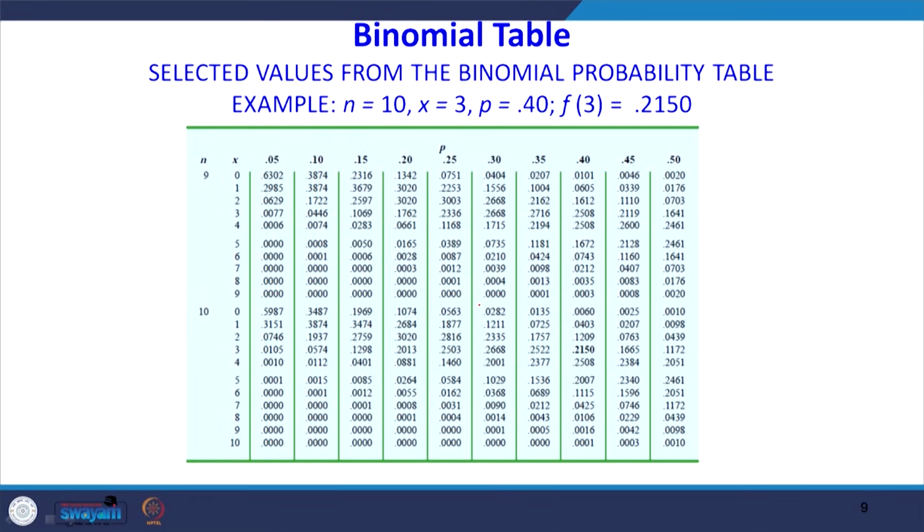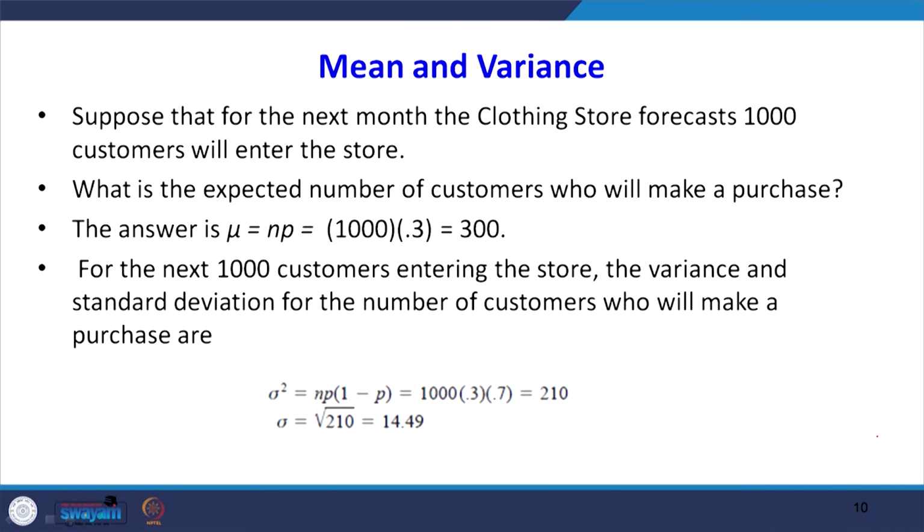Sometimes a ready-made table is available to find binomial probability values. For example, n equal to 10, where n is the number of trials, x equal to 3, p equal to 0.4. For n equal to 10, x equal to 3, that value is 0.150. So, the tables are provided, you need not use your calculator, it may take more time. Now, we will find out mean and variance.